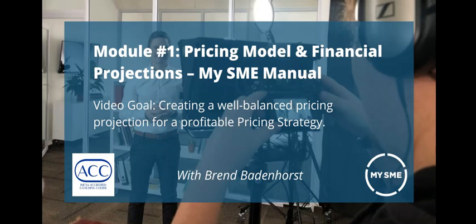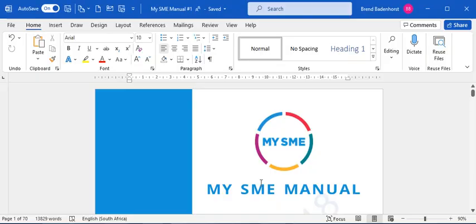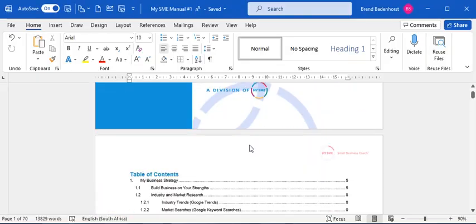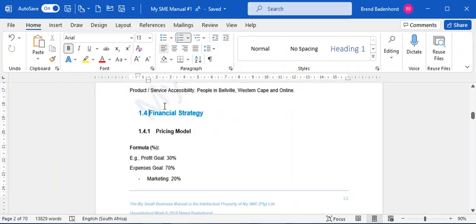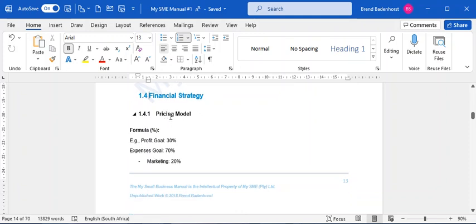But if you can wrap your mind around the process of pricing your products and your services correctly, it can help you with your cash flow, it can help you with your profitability and get the right balance for that whole process into place. Let's jump over to the My SME Manual. We're going to scroll down to 1.4, Financial Strategy. And firstly, I want to explain to you the financial strategy and the pricing model.